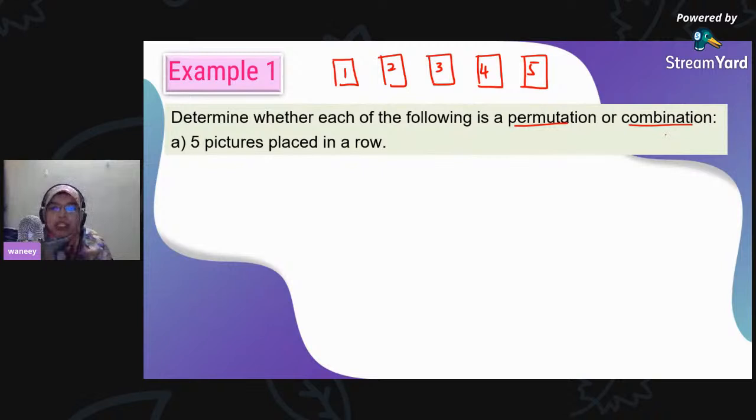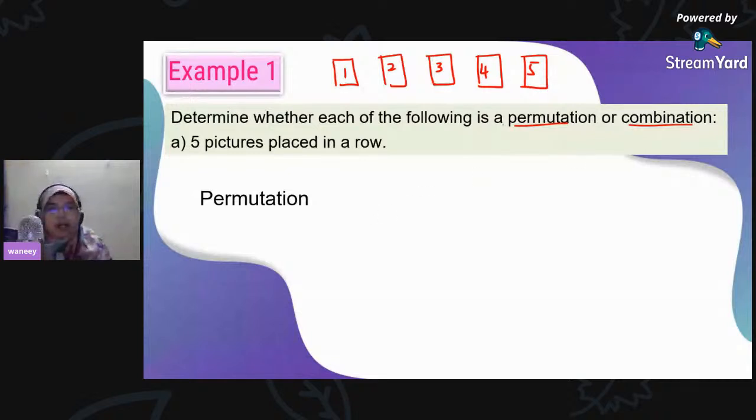So we must ask ourselves, is the order important or is the order not important? If the order is important, it's supposed to be a permutation. If the order is not important, it will be a combination. So if you want to arrange them in a row, it will be very ordered. That means we are supposed to know which picture will come first, which picture will come second, which one will come third, and so on. Therefore, this is actually a permutation. So we are going to put some order for them.